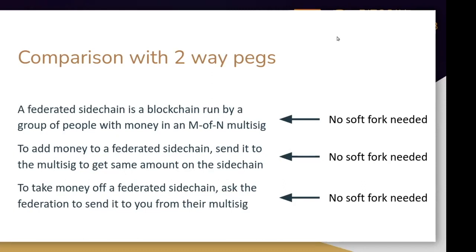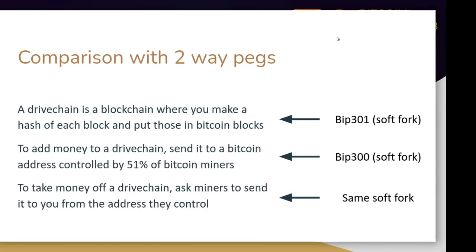But they do have a problem, which is that you have to trust those people who are holding your money, and there's nothing stopping them from stealing it except their reputation. So yeah, that's federated. Another type of sidechain is a drive chain that's being presented right after this.